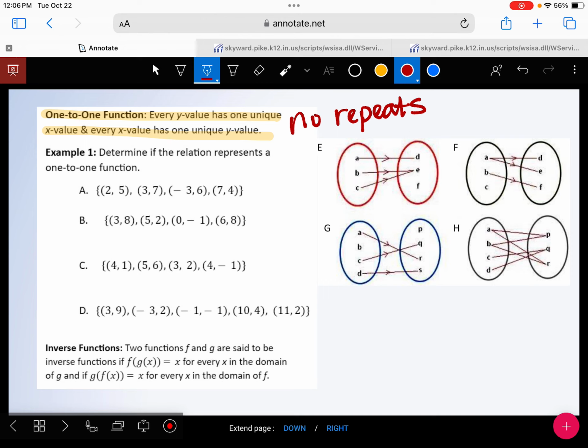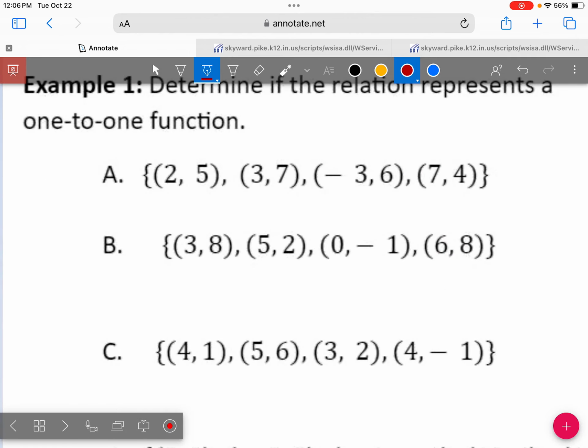So go ahead and look at example 1. It says determine if they are one-to-one. So I'm going to zoom in. Remember, it can't have any repeats. So we've got to look at our x's. All of our x's have to be different, and our y's have to be different.